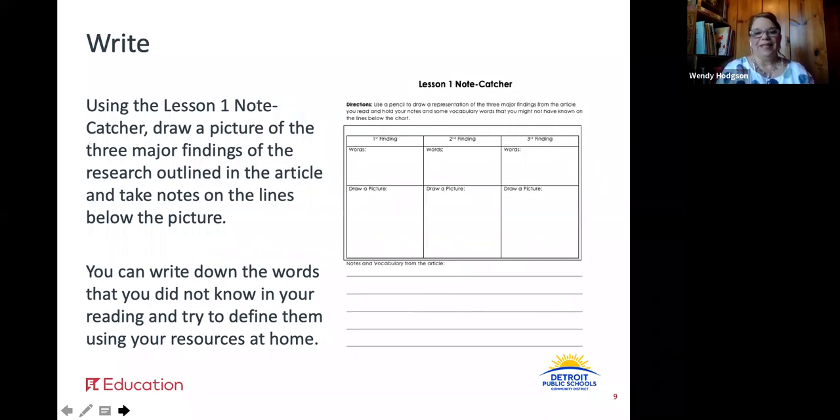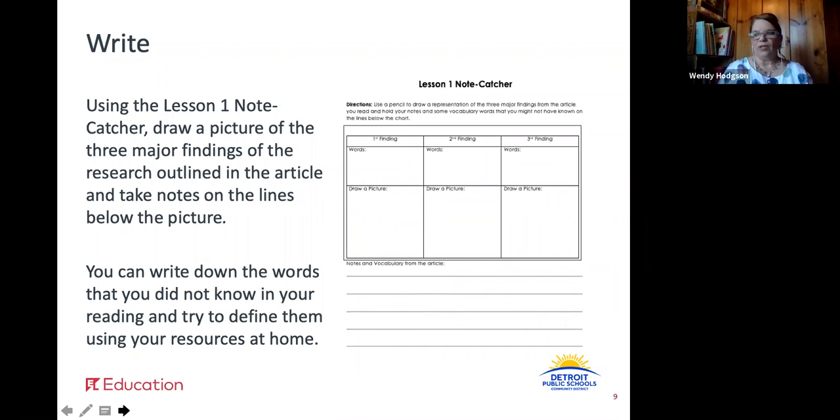That's great. So now I would like you to turn to your lesson OneNote catcher in your printed packet. And what we're going to do is draw a picture of the three major findings of the research outlined in the article. And then you can go back to the reading and take notes on those lines below the picture and draw a picture. And also write down any words or any notes that you want to regarding the article itself.